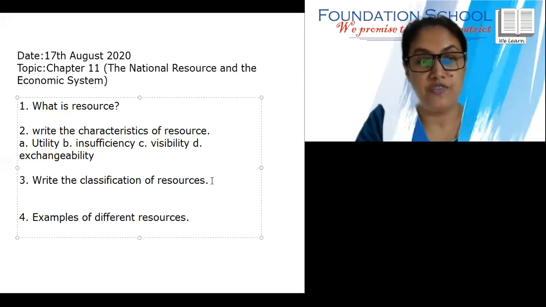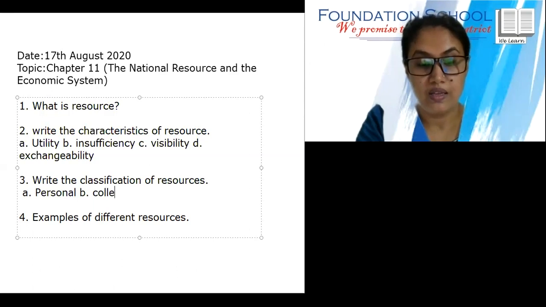Now we'll go to the classification of the resource. How many kinds of resources are there? Megdut, can you say? Four types, four classes. What are these? First, personal; second, collective; third, national; and the last one is international.